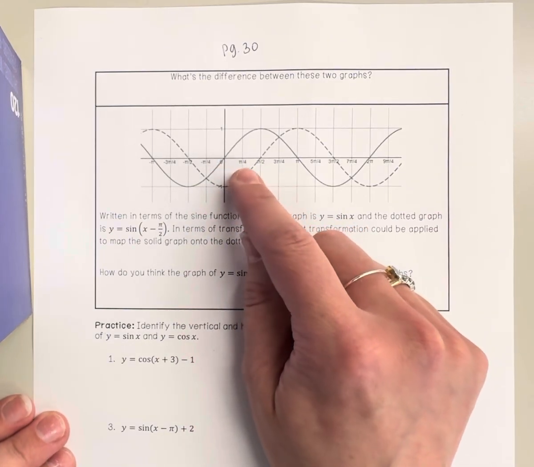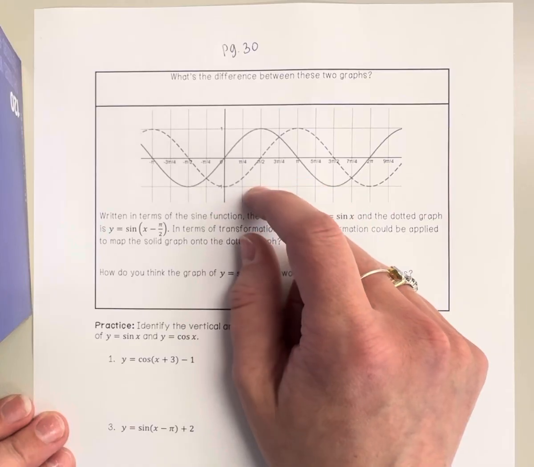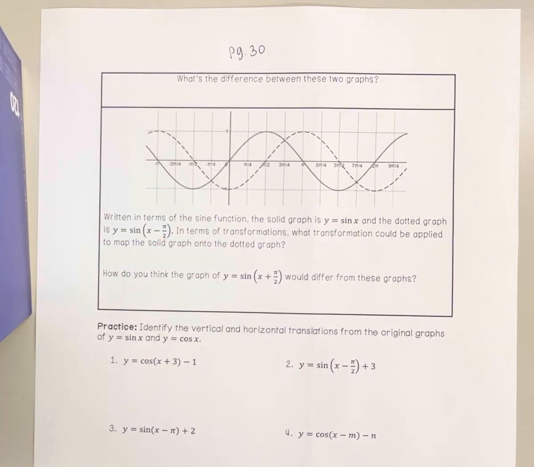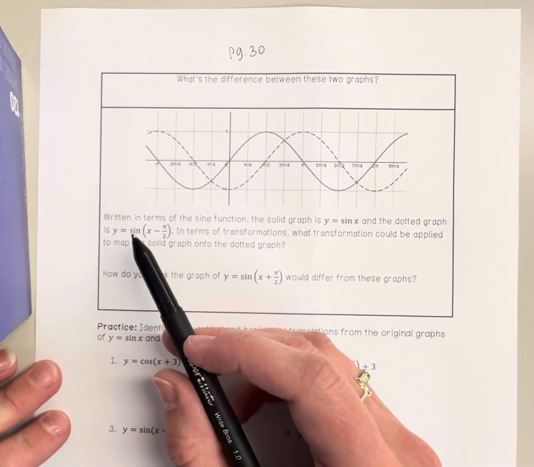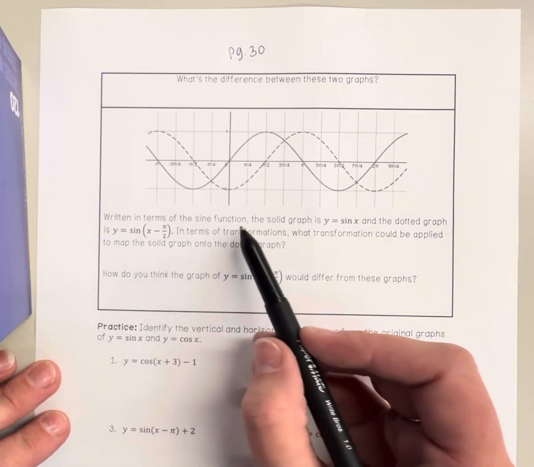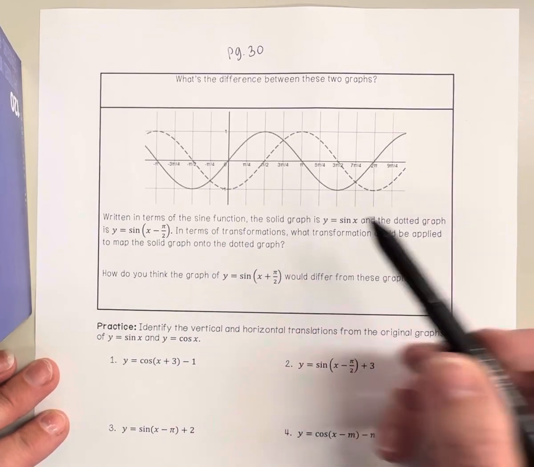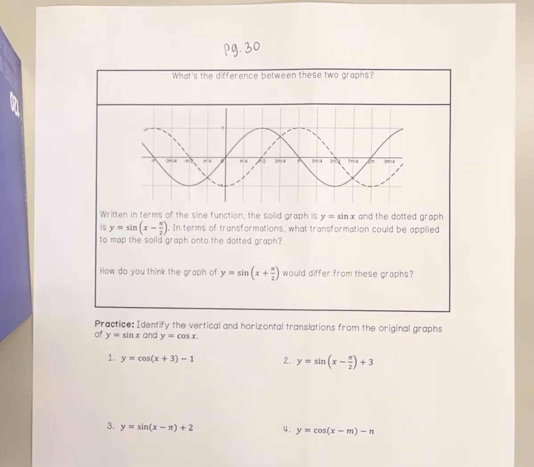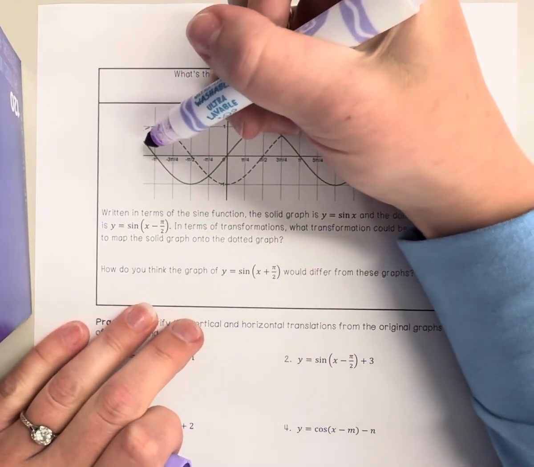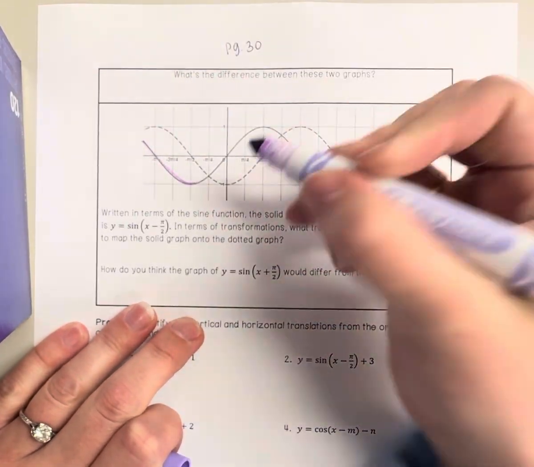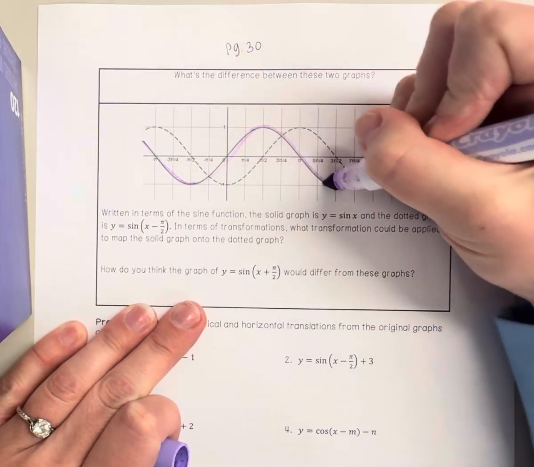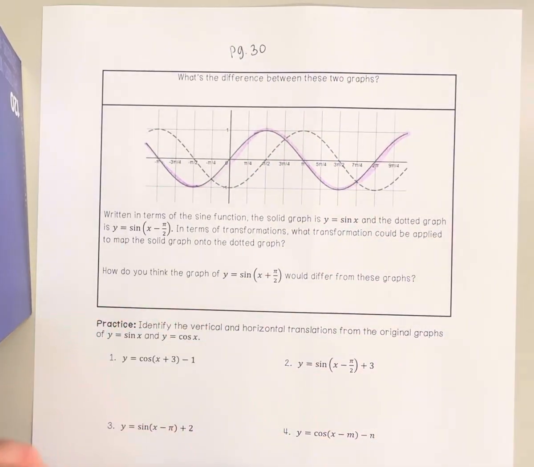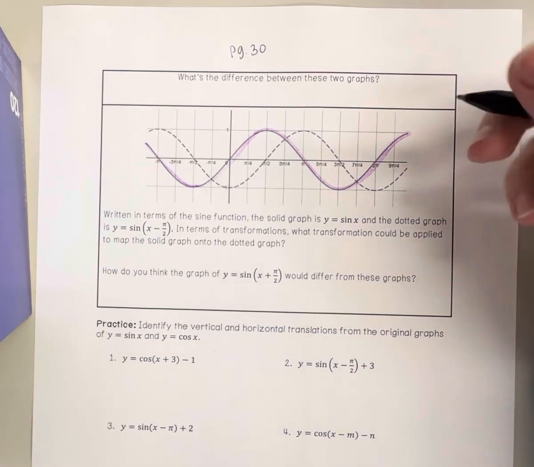So actually every sine graph and every cosine graph can be written as one function if we think about shifting left or right. So down here it says, written in terms of the sine function, the solid graph is sine of x. We knew that one to be true. I'm going to just highlight this in my purple. So this is going to be sine of x.